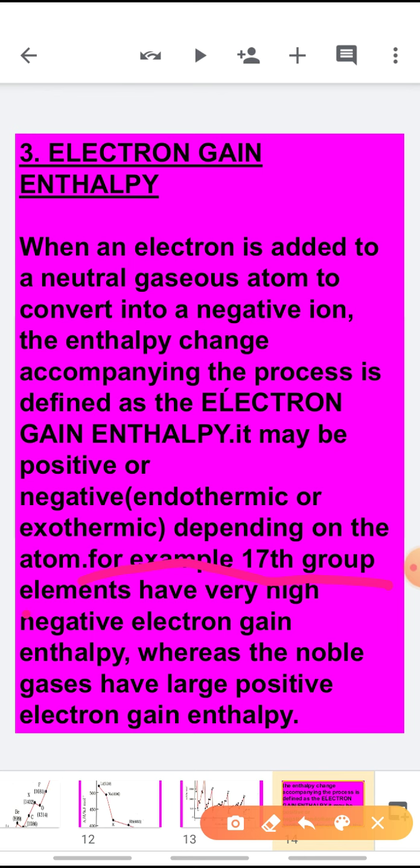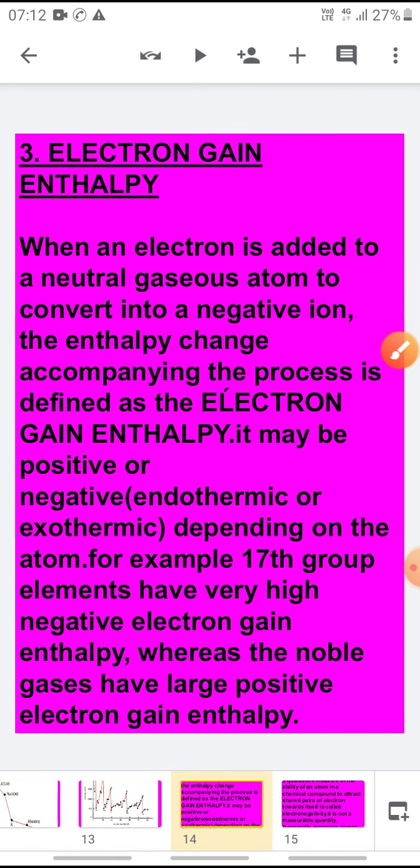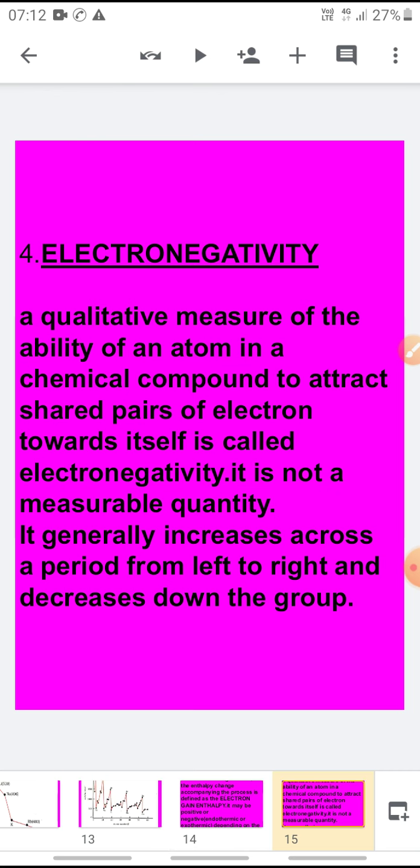17th group elements have very high negative electron gain enthalpy, whereas the noble gases have large positive energy. Why? Because the noble gases don't want to take any electron. Forcefully we have to make an electron be added in the last shell, so it is highly positive. Whereas fluorine wants electrons, so it is negative.